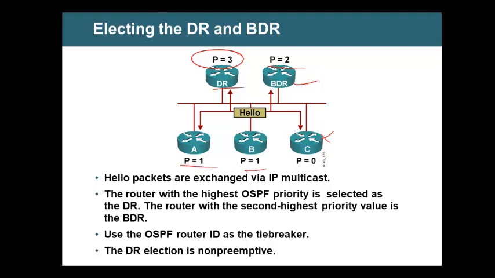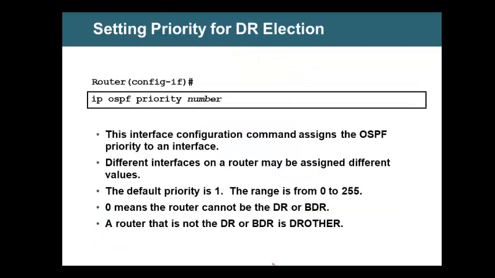And the DR election is non-preemptive. That is the doubt that you were asking. One DR was there, it went away, and when it comes back, can it become the DR again? No, it cannot. Non-preemptive. So this is the command to set priority, IP OSPF priority. Then you give the value. A priority of 0 means the router cannot be a DR or BDR.